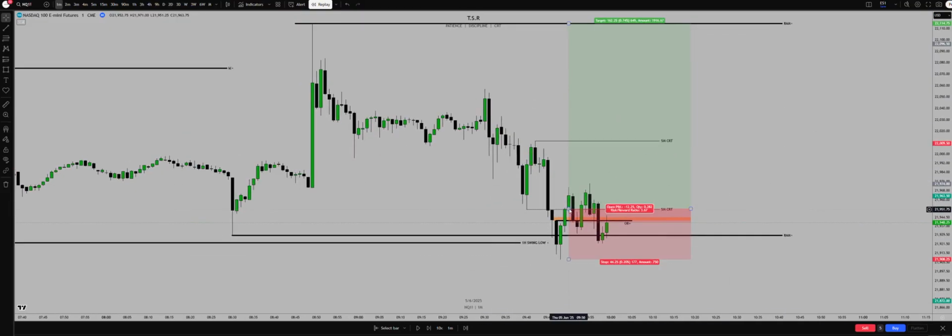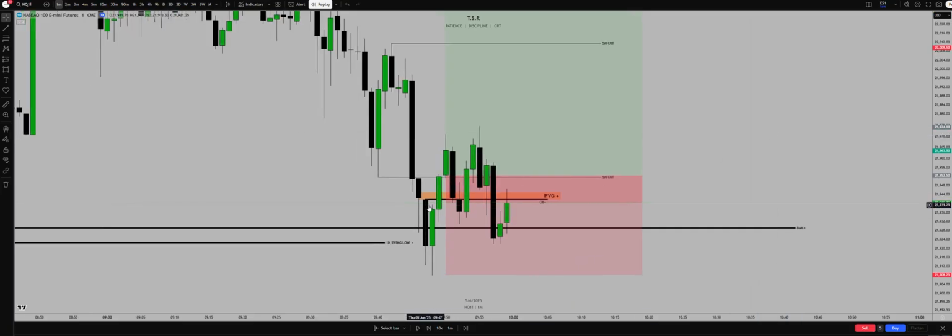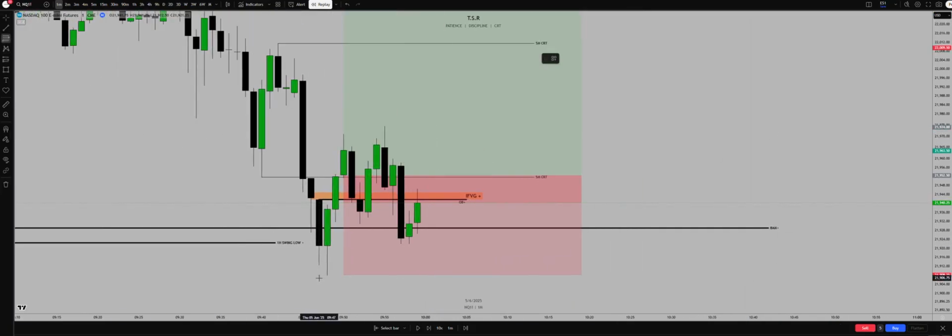This is 100% where I would have entered the trade. I would have probably not waited for the retracement down. Now, if you did, that would look like this. So the low to the high right there. Validation of both the IFEG and order block.